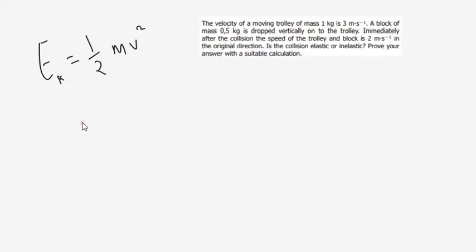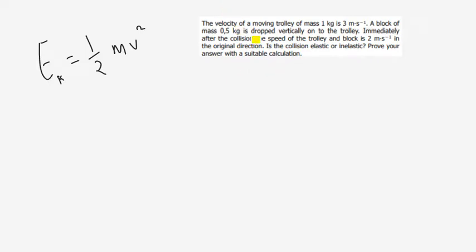Now we can use this equation to work on this problem. Let's go through the problem. Here they're saying the velocity of a moving roller of mass 1 kg is 3 meters per second. A block of mass 0.5 kg is dropped vertically onto the roller. Immediately after the collision, the speed of the roller and the block is 2 meters per second in the original direction. Is the collision elastic or inelastic? Prove your answer with a suitable calculation.